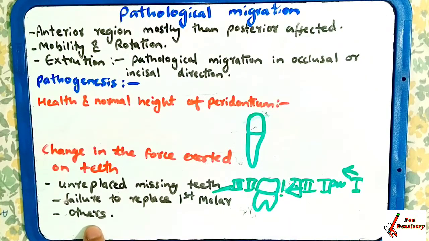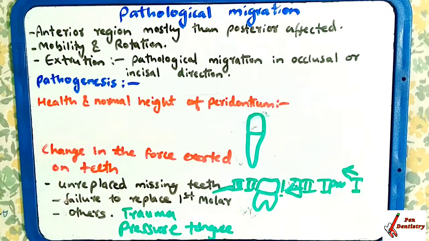Other causes may be trauma. If there is trauma of occlusion present, shifting of the tooth takes place. There may also be pressure due to the tongue. When you apply tongue pressure, the periodontal support will be lost after continued force, and drifting of the teeth will be seen. Here, you are pressuring the tooth with your tongue.